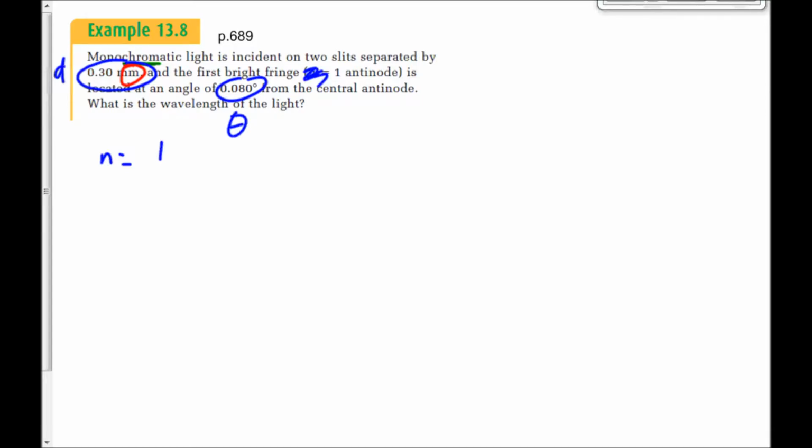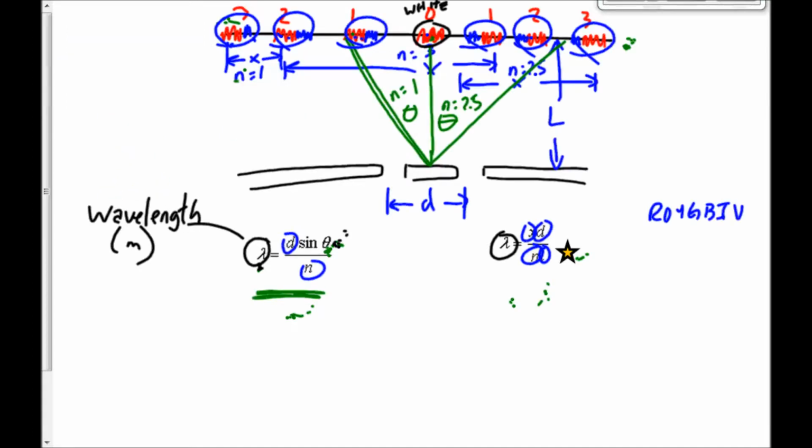We're looking for the wavelength of the light here. We got a couple equations here. Lambda is equal to d sine theta over n. Lambda is equal to xd over n times L. Which one do you want to use? Let's use the first one, right? Clearly, we're going to use the first one in this case.